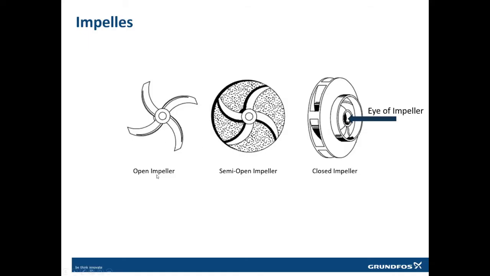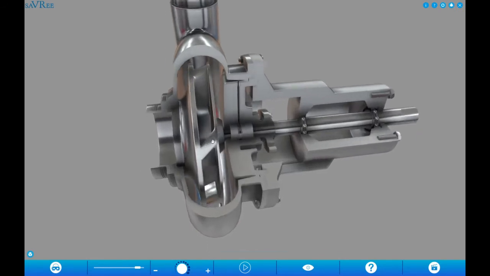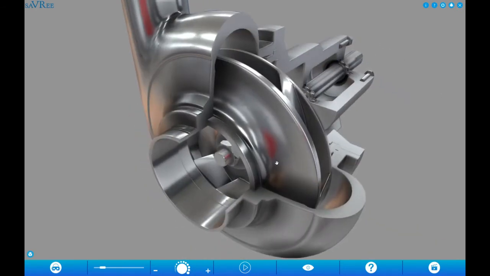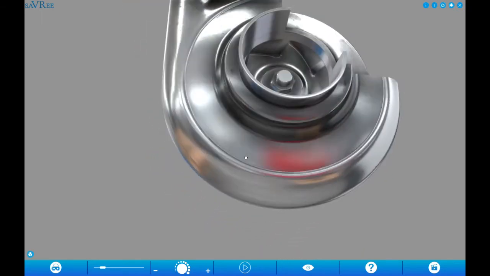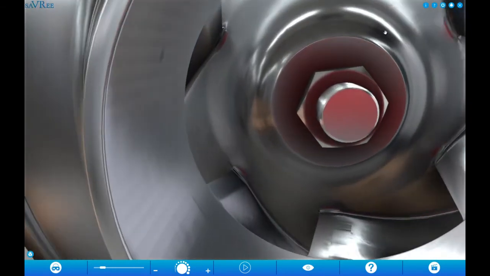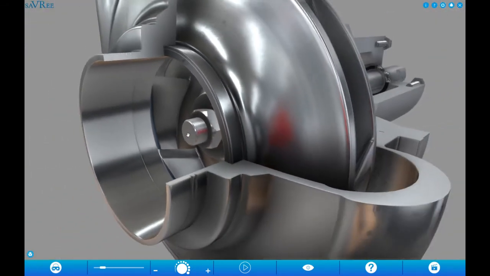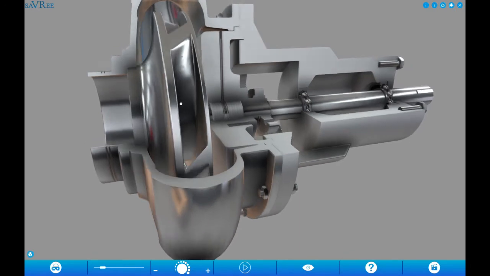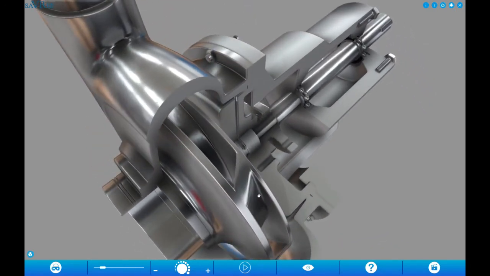There are three types of impellers. The first one is the open impeller. The open impeller is the one which does not have any disc around its vanes. This small part which you see here, moving around the curve, is the vane of the impeller. If you look from inside, you can see from here also that these are the vanes of the impeller. Vanes of the impeller are designed in such a way that they push the water.